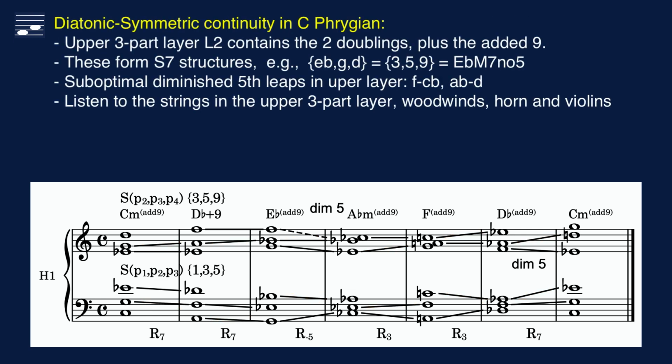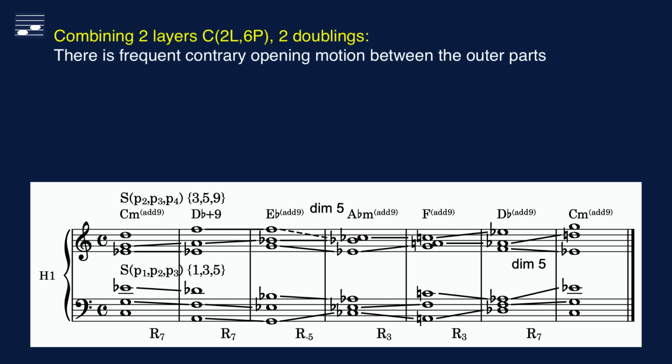The upper layer has the 2 doublings and the extended chordal function 9. These form incomplete 7th chords, with occasional voice-leading diminished 5th leaps. In the full strata harmony setting with 2 layers and 6 parts, there is frequent contrary motion between outer parts.